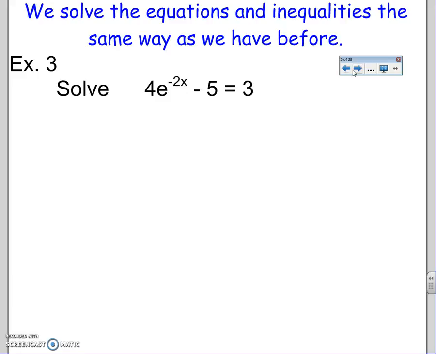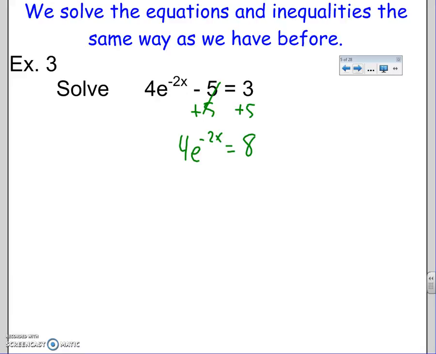All right, we solve equations and inequalities the same way as before. So let's see, x is an exponent. I want to bring it down by ln-ing both sides. But you can only ln both sides when there's a single term on both. So first I'm going to add this 5 over. All right, so I'm at 4e to the negative 2x equals 8.